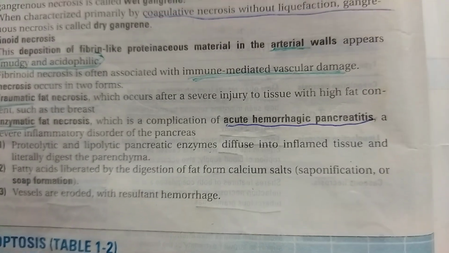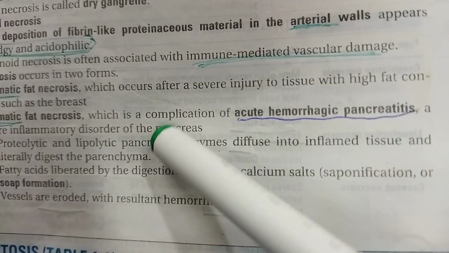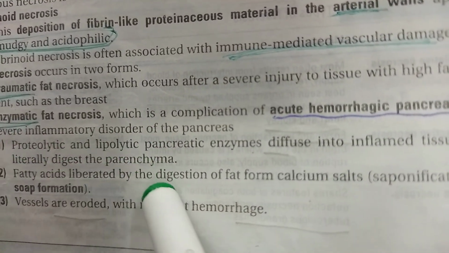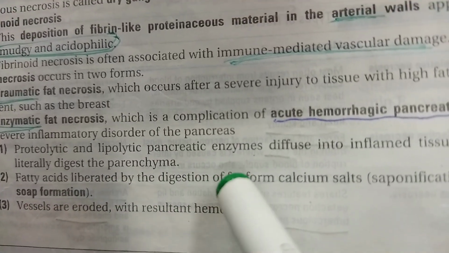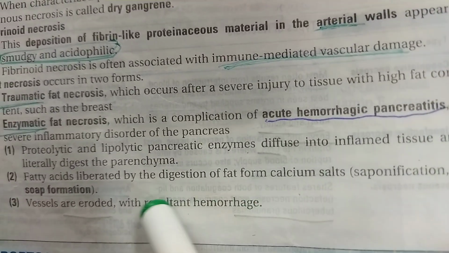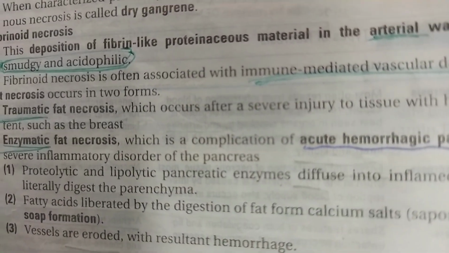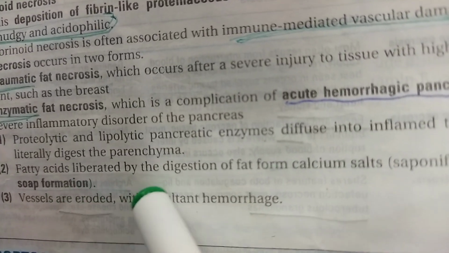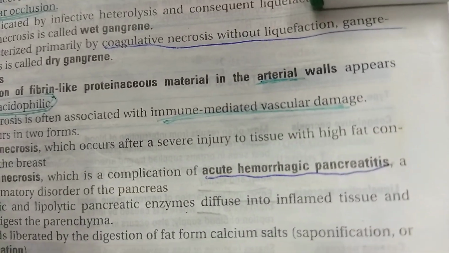Proteolytic and lipolytic pancreatic enzymes diffuse into inflamed tissue and literally digest the parenchyma. Fatty acids liberated by the digestion of fat form calcium salts, called saponification or soap formation. Soap formation occurs in which type of necrosis? Enzymatic fat necrosis. Vessels are eroded with resultant hemorrhage. So that was all about the remaining theory of necrosis.